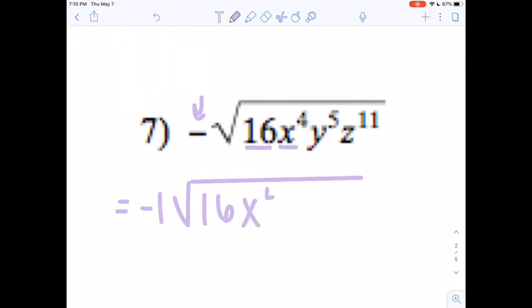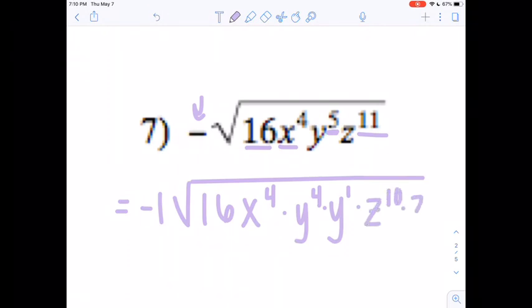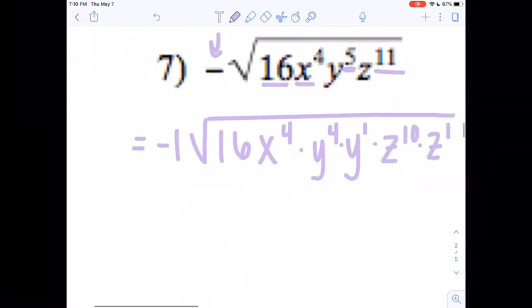X to the 4th, that's even, so I could keep that, but I have y to the 5th. So I'm going to break that up into y to the 4th times y to the 1st, and z to the 11th. So it's always one less than the exponent, so I have to split that up into an even exponent. So z to the 10th times z to the 1st.